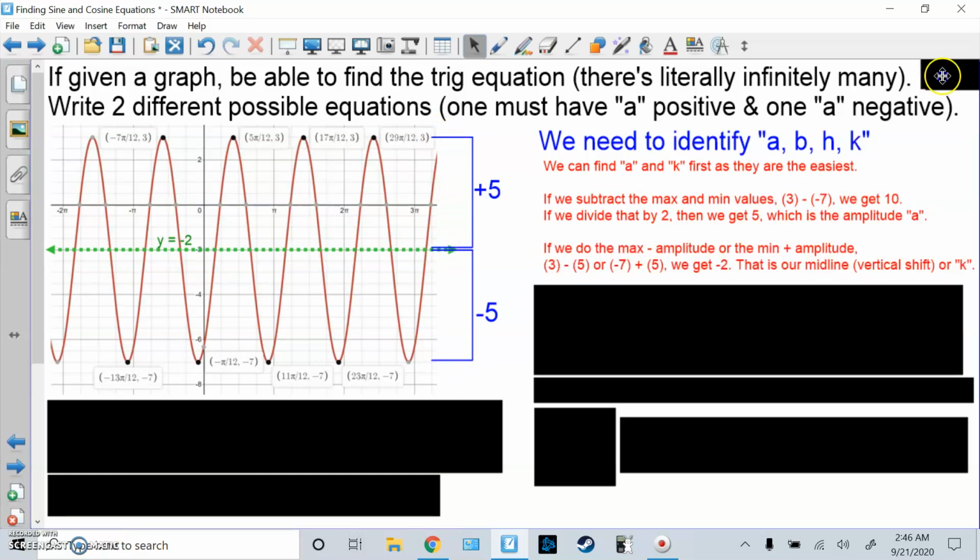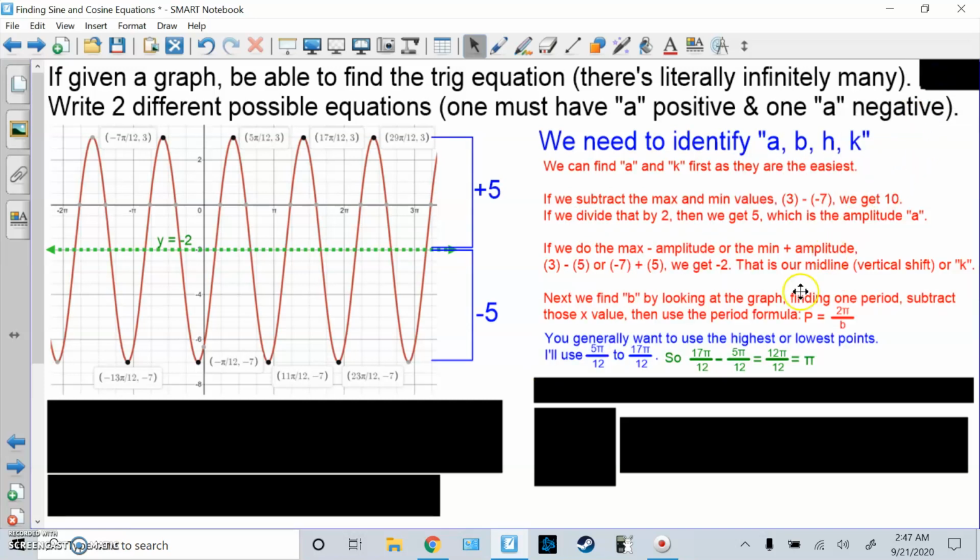To find the middle, we just do the max minus the amplitude, or the minimum plus the amplitude. So you either do 3 minus 5 or -7 plus 5. Either way, you get -2. So that's our midline or vertical shift, k. So the middle of this picture is y equals -2, and then you go 5 above it or 5 below it, because that's the amplitude. Now that we found a and k, we have to find b.